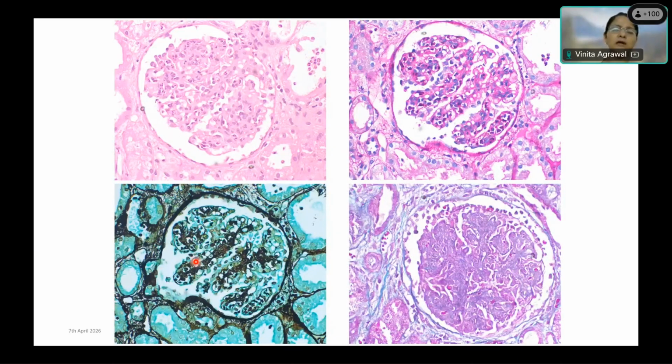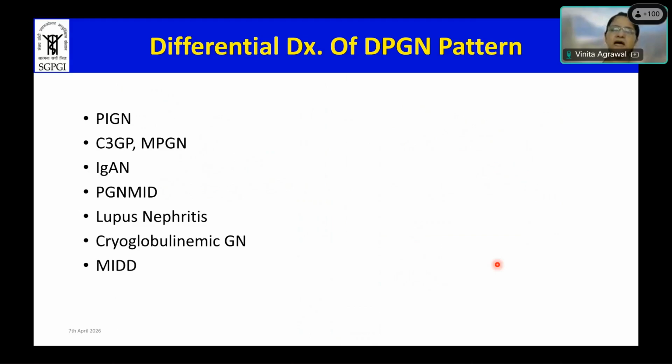Okay, so what is your differential? So when you see a proliferative pattern which is diffuse, so when we say it is a proliferative glomerulonephritis when we have endocapillary hypercellularity. So when you have a diffuse proliferative glomerulonephritis pattern, what are the differential diagnoses? So this is a list of the differential diagnoses that you should always keep in mind. One, as you said, is post-infectious glomerulonephritis. Second, C3 glomerulopathy.